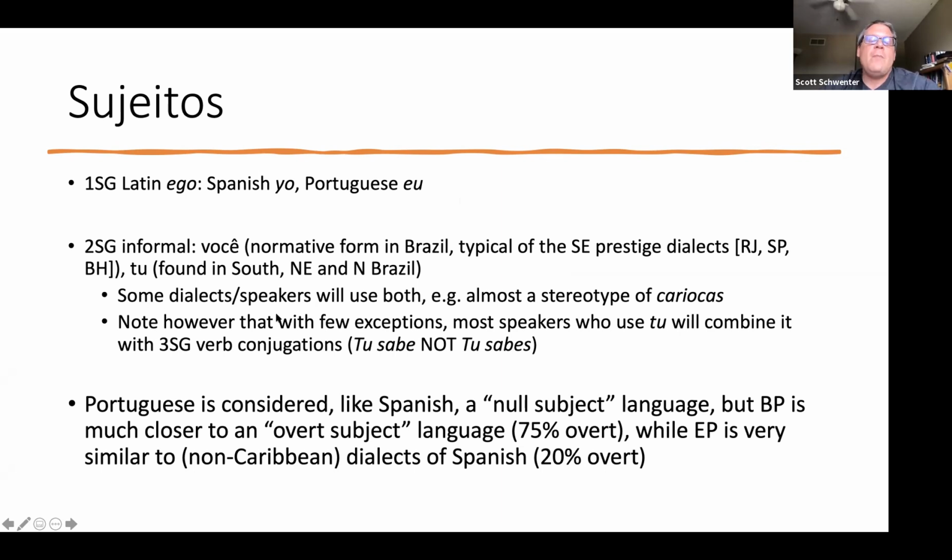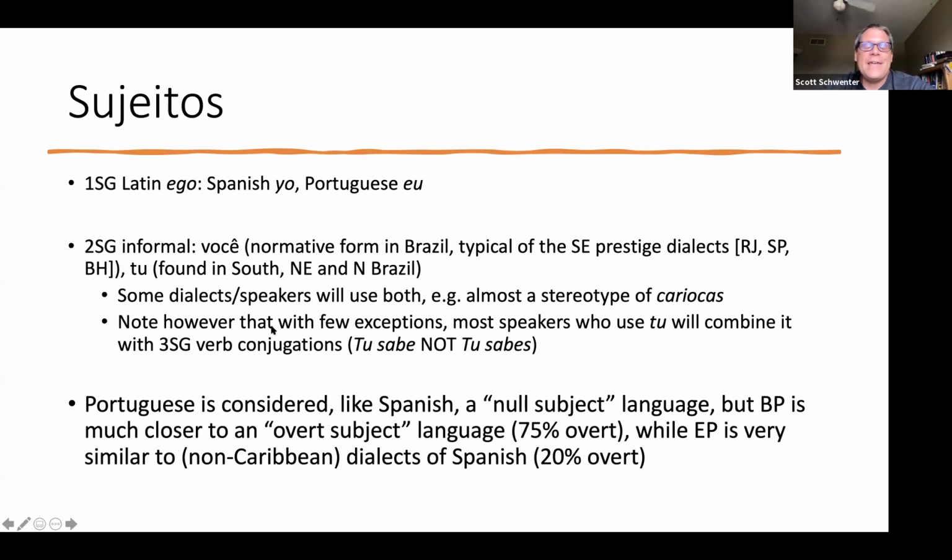Now, some dialects and speakers will use both of these pronouns. They'll use both você and tú. So this is, for example, almost a stereotype of people from Rio de Janeiro who are known as cariocas. They will switch back and forth. I've had the same speaker in the same conversation, talking only to me, use both você and tú while talking to me. And there are some attempts at explanation for why that is. I'm not totally convinced about those reasons, but you will see that.